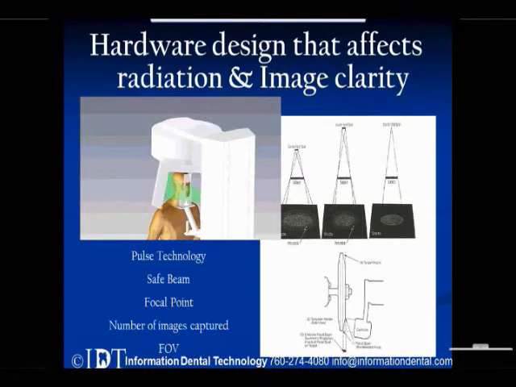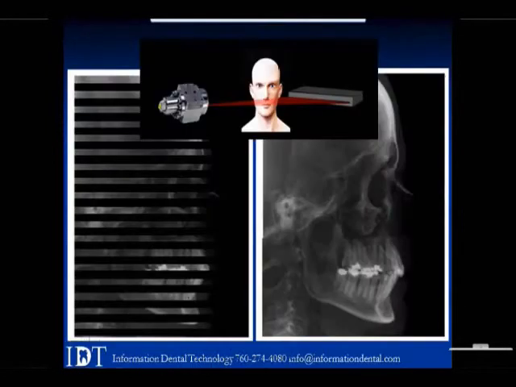There's different designs in the hardware of the machine, such as pulse technology, phase beam, focal point. Number of images captured is a big one too, and then FOV or field of view. I'm not going to go into the details of those, but if you are curious, give me a call and I can discuss those. But for sake of time tonight, just know that there are different hardware designs to each of the machines that do change radiation levels and image clarity significantly.